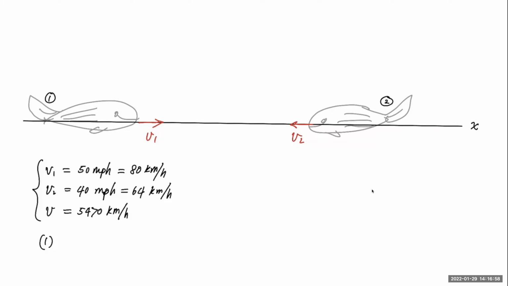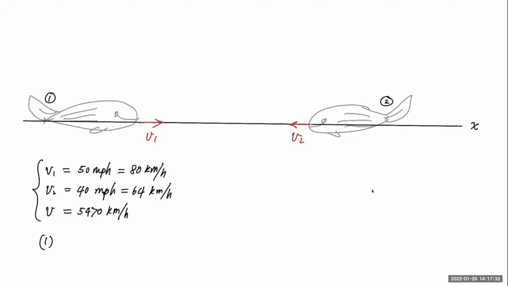So now I have a picture of the situation. The first whale is moving towards the east at V1, which is 50 miles per hour. I've changed that to 80 kilometers per hour. And the second whale is moving towards the first whale, that is moving west at a speed of V2, which is 40 miles per hour or 64 kilometers per hour. And the speed of the medium, actually the speed of sound in the medium, which in this case is seawater, is 5,470 kilometers per hour.